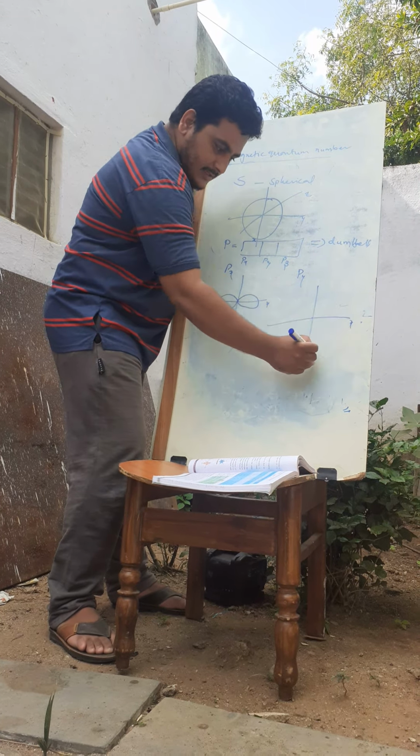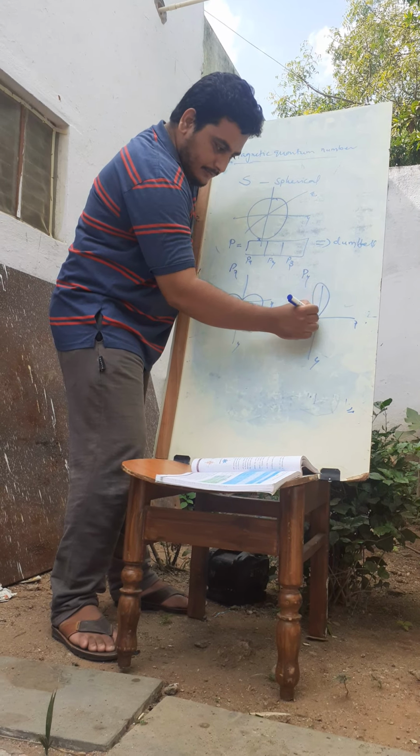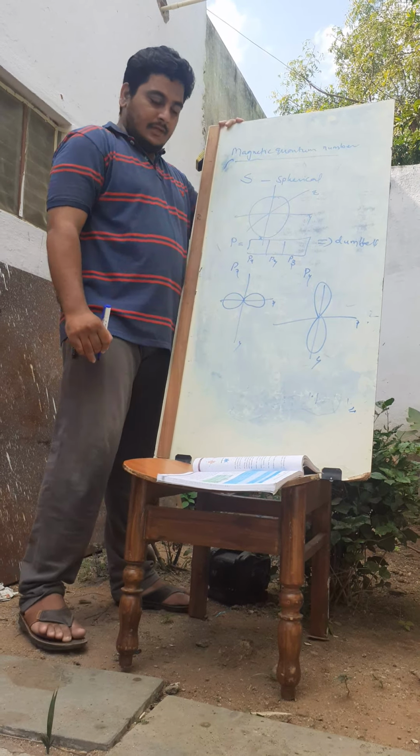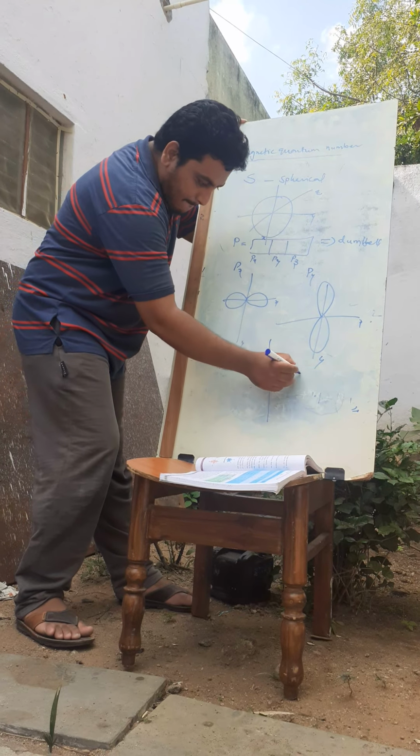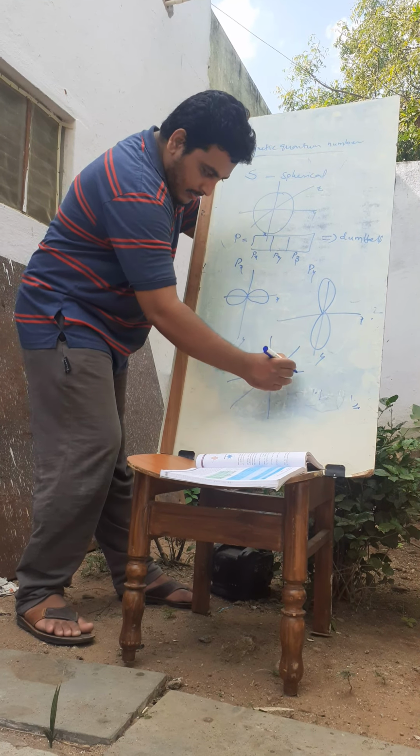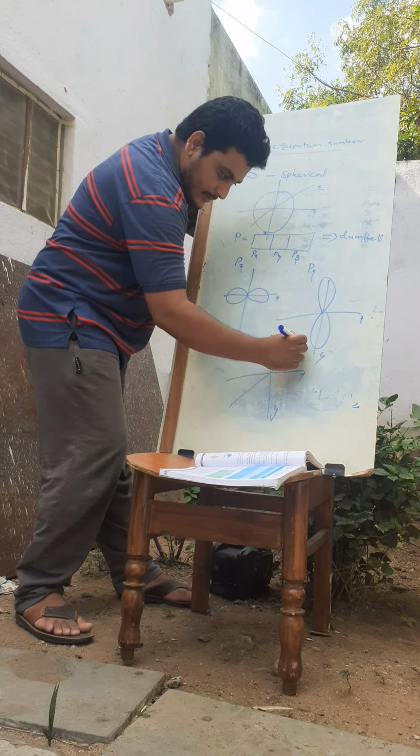Next coming to the py. This is your x axis, this is your y axis, this is your dumbbell shape. Next coming to pz, with x, y, z axes.